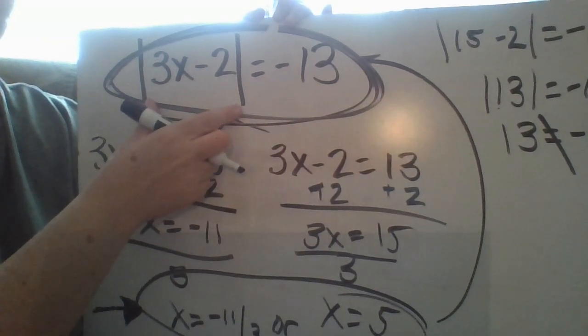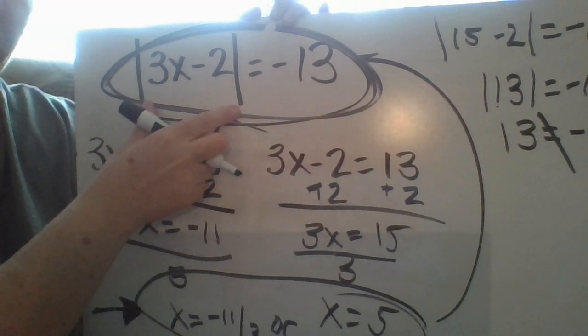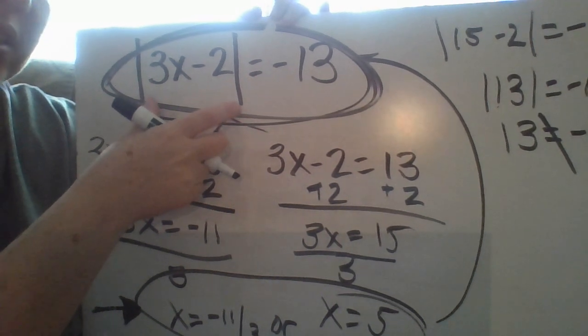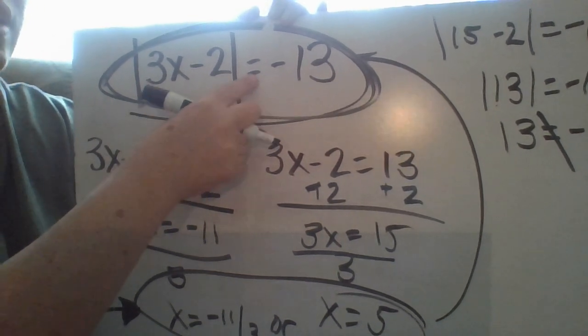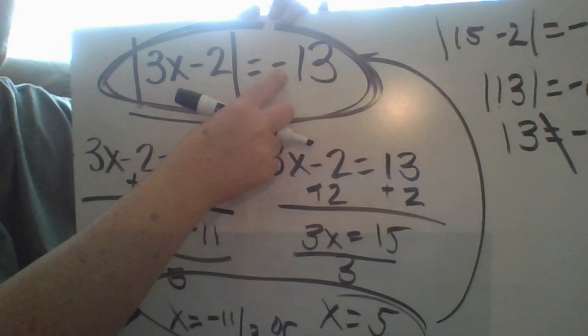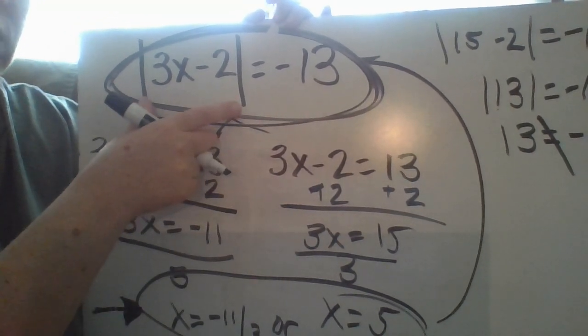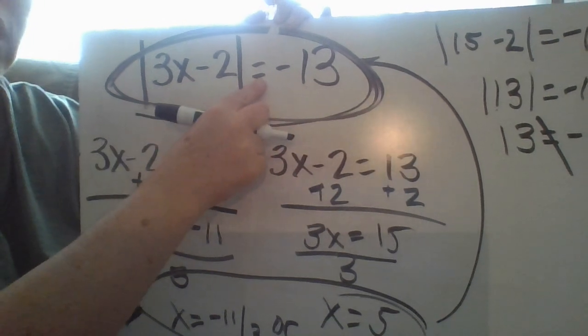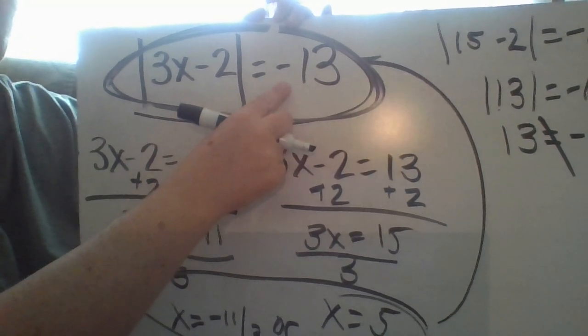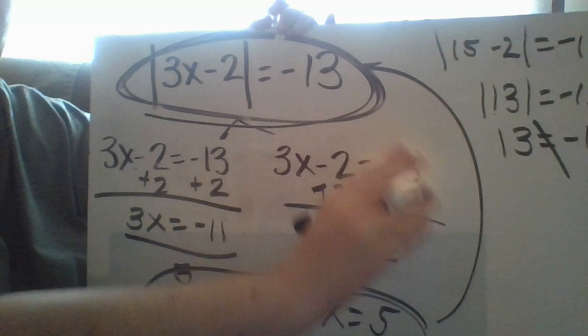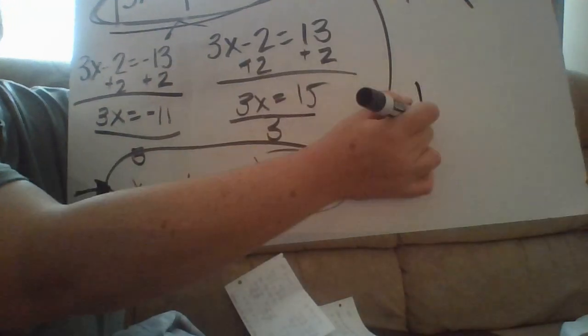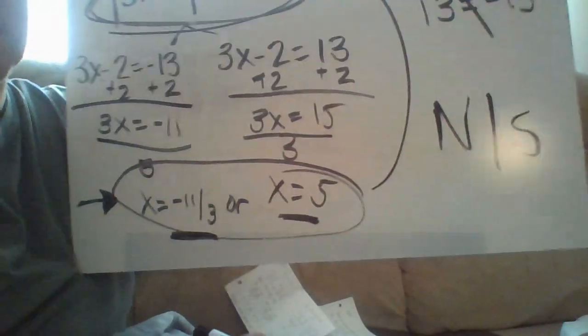Remember, the absolute value bars are the distance away from. You cannot say that the distance away from 0 is equal to a negative value. We can't travel a negative distance. So an absolute value is never going to equal a negative number. And so therefore, immediately, you could have saved all this work and said the answer will be no solution.